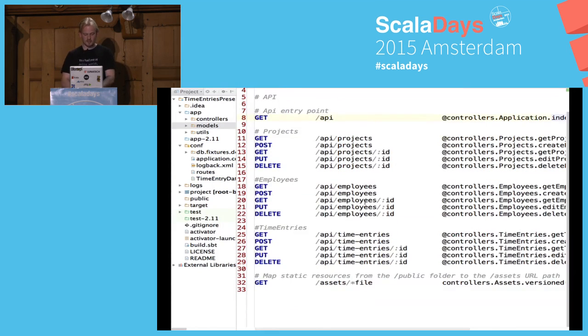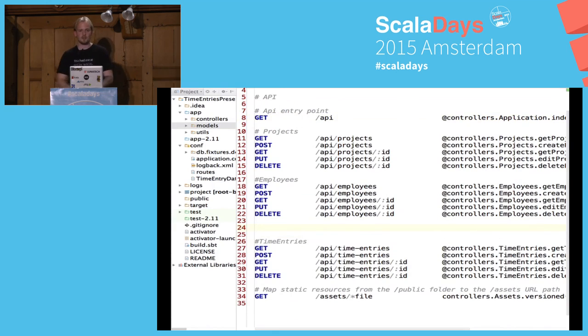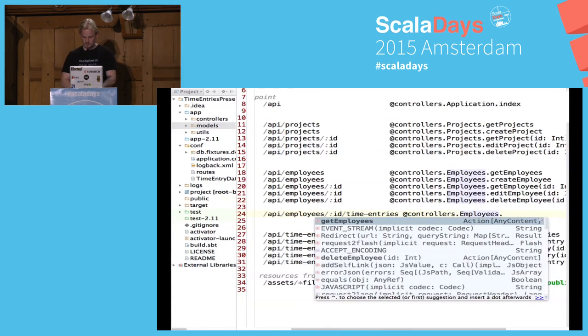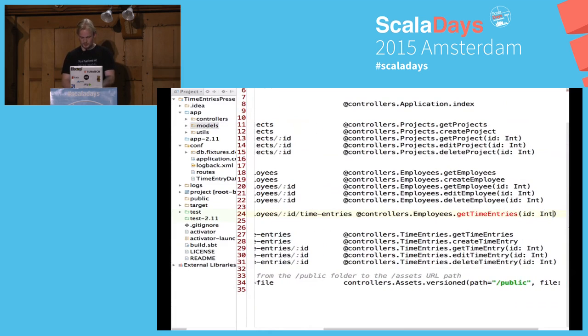So let's go to the routes file, and let's say your boss wants to check up on you, if you actually did all the work you were supposed to do that week. So let's get all the time entries from a specific employee. So you start off by using a GET, and then /api/employees, then the ID of the employee you want to check, and then time entries, because you want to retrieve those time entries. And then I have to create a controller method in the employees class, and let's say getTimeEntries, and then the ID, which is the employee ID.